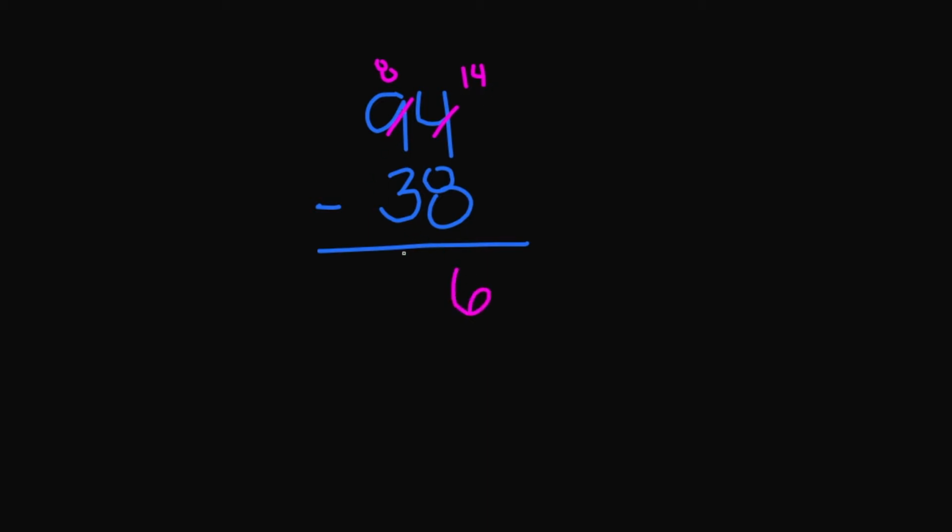Let's try 94 minus 38. So first we're going to subtract 4 minus 8. That's going to give us a negative number, so I have to borrow. This 9 is going to become an 8. This 4 here is going to turn into a 14. So we have 14 minus 8. That's going to give us 6. And then 8 minus 3 is going to equal 5. So your final answer is 56.